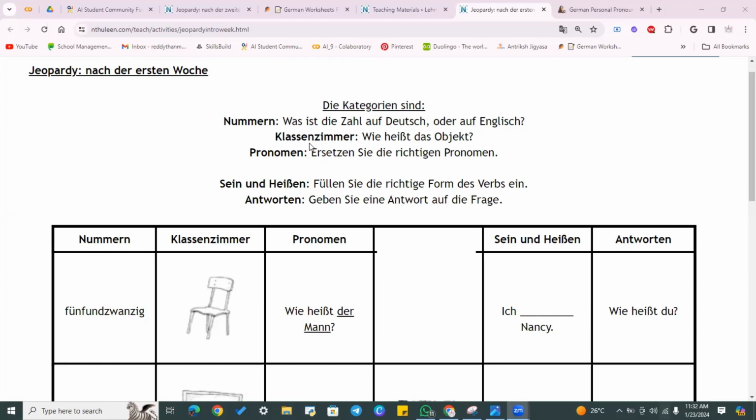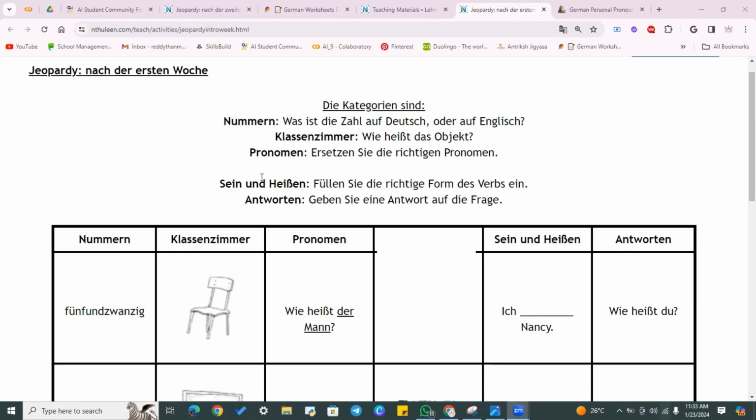Next up, we have Klassenzimmer. Basically classroom. So here they have displayed pictures of things in a classroom. We have to write it in German. Third column we have Pronomen, which is: Ersetzen Sie die richtige Pronomen. What are Pronomen? Exactly, they are the personal pronouns. Ich, du, sie, es, wir, ihr, sie. So we have to fill it correctly.